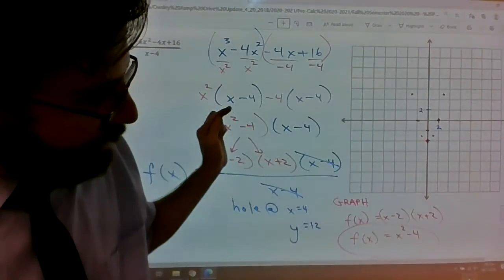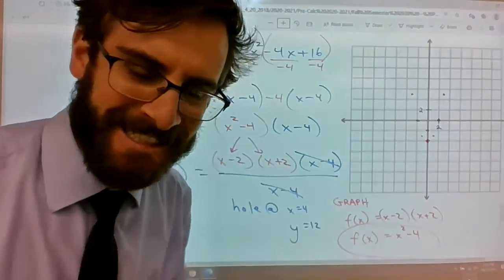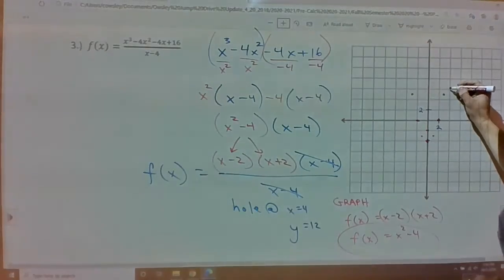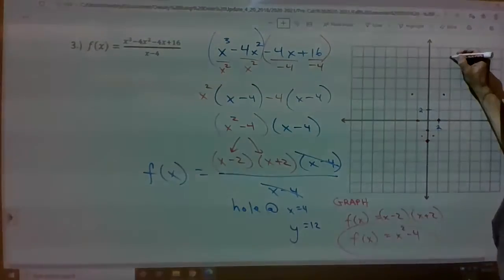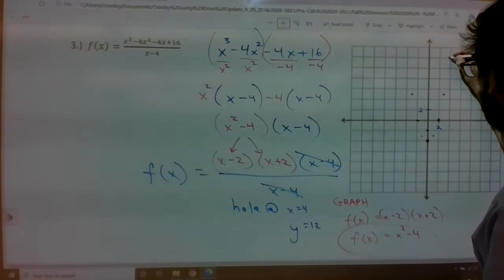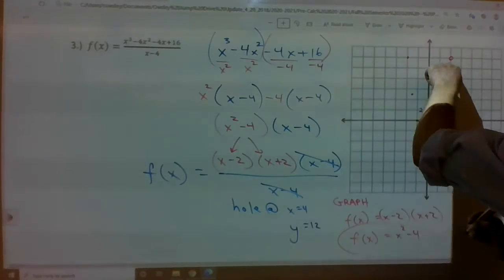And then if you go all the way over to 4, 4 squared minus 4, 12. 2, 4, 6, 8, 10, 12. That's not a point, though. It's a hole in the graph. It's okay on this side, not on that side.